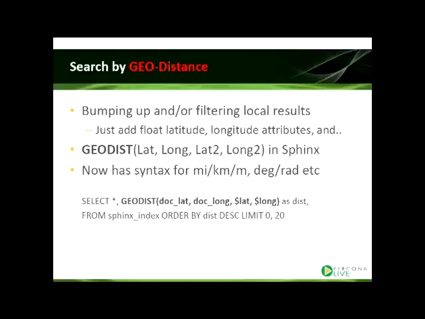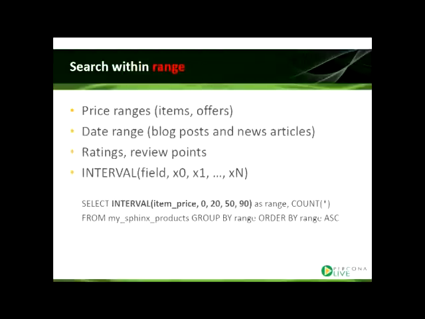Another different thing, which is also useful, searching within different ranges, price ranges, date ranges, intervals, and so on. Then again, of course, we have them. They simply map to where conditions, with the exception of this interesting thing, the built-in interval function. It's useful when you need to build, say, a facet on the price ranges, or a facet on, I don't know, the book publication years, something like that. So when you need to group values into individual arbitrary ranges, interval comes to the rescue.